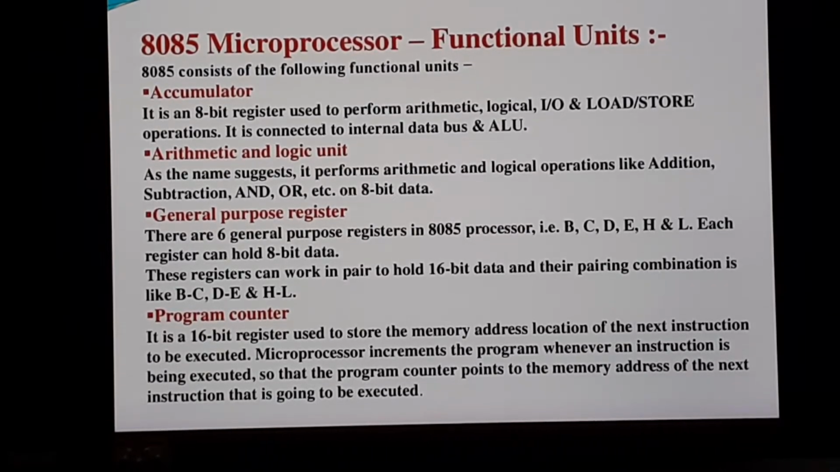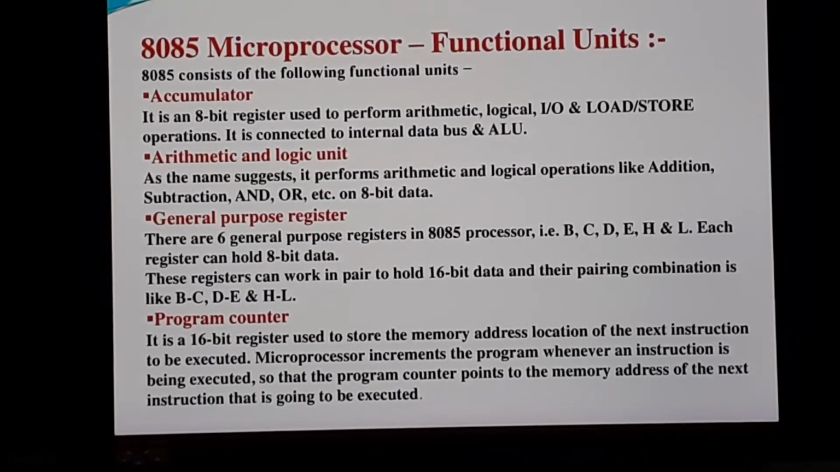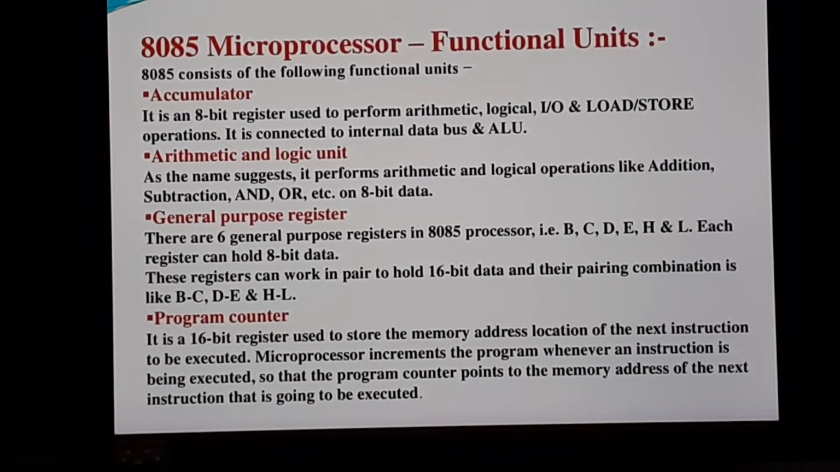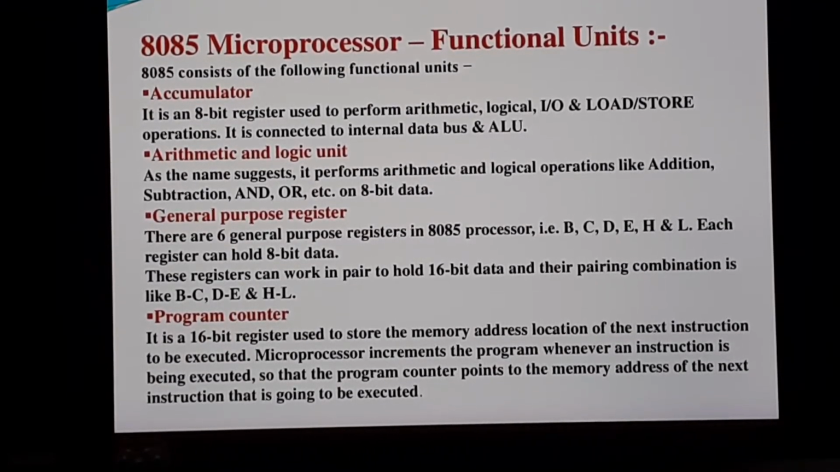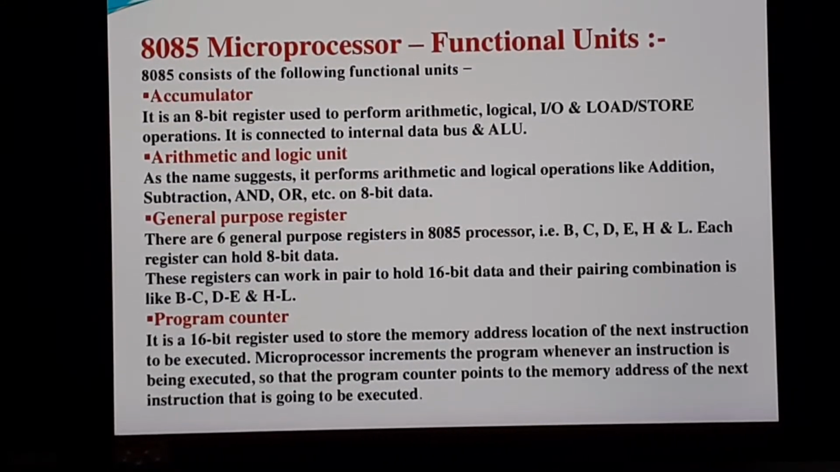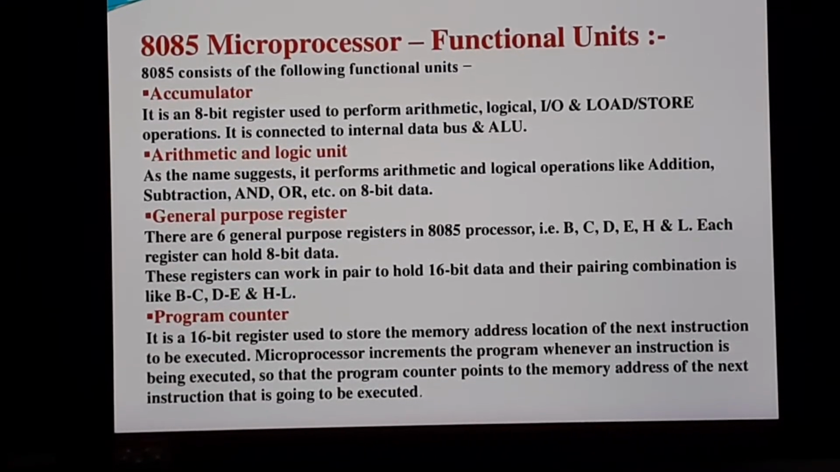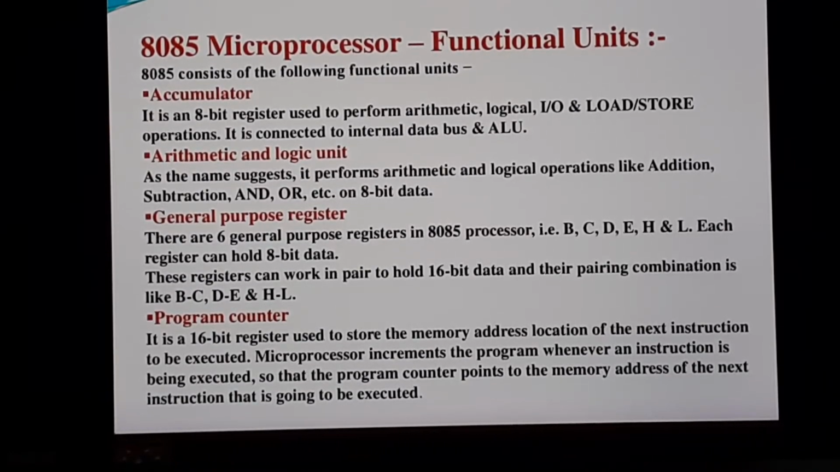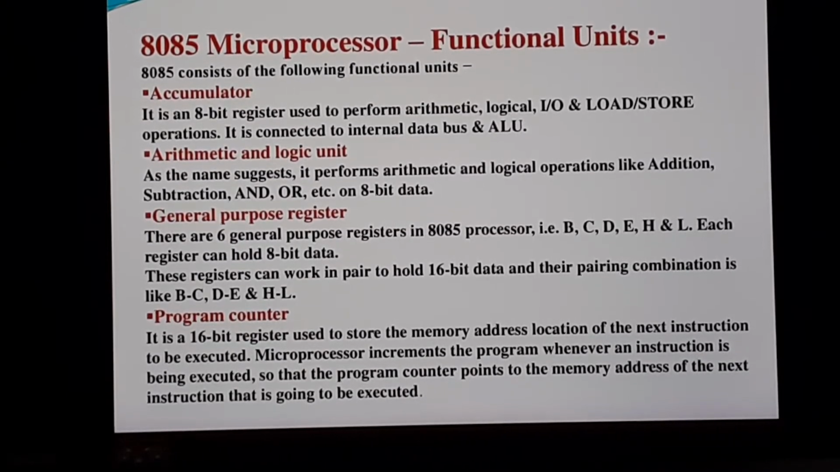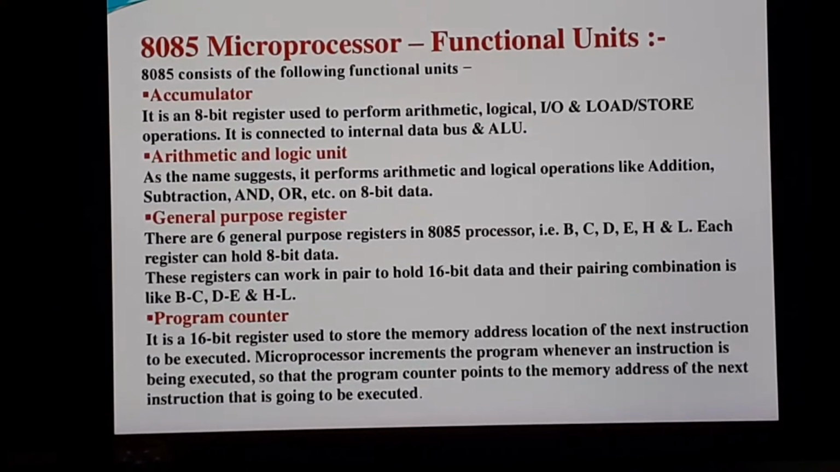These registers can work in pairs also. Now we can also say that there are register pairs. Separately, if you consider a register, it contains 8-bit data. But if you take it as a pair, it will hold 8 plus 8, total 16-bit data. So B, C is a pair, D, E is a pair, H, L is a pair. If you consider them as a pair, it can hold 16-bit data. And if you consider them as a single register, it will hold only 8-bit data.